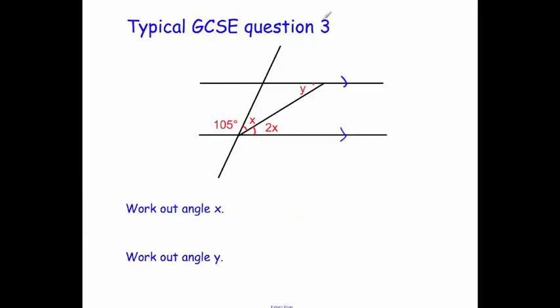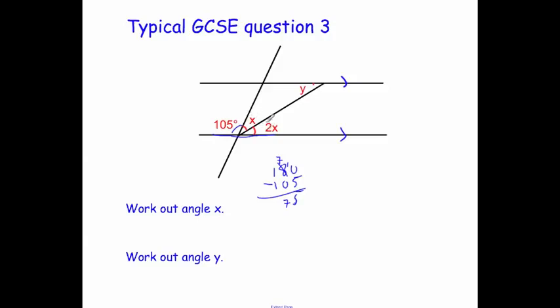Typical GCSE question 3. This time we have got the angle y, an angle x, an angle 2x, and an angle 105 degrees. The first question says work out the value of angle x. Now again, there might be more than one way to do this, but the way I'm going to do it is, I noticed that 105 here and this angle add up to 180. So I'm going to take the 105 away from 180, and that will tell me what's left for these two angles. So 180 take away 105 is equal to 75 degrees. So these two angles will add up to 75 degrees.